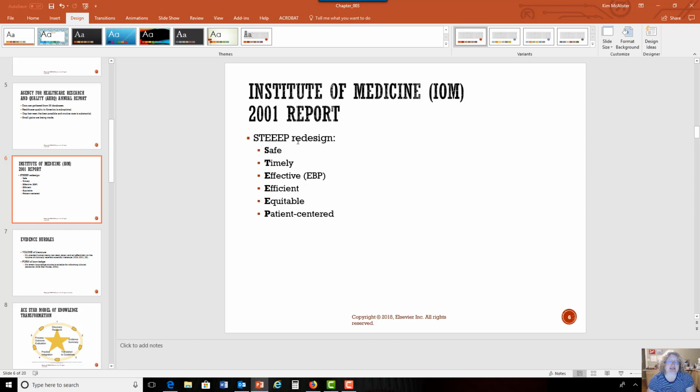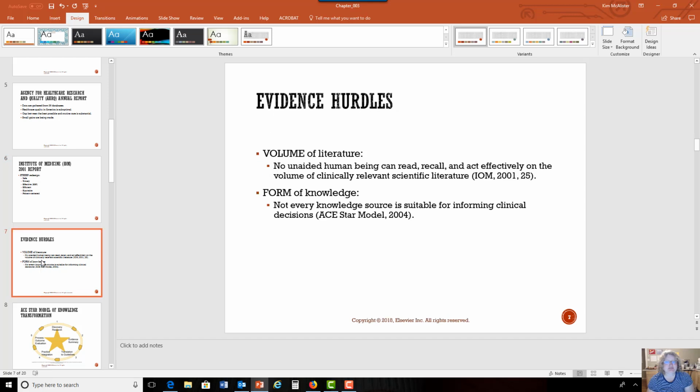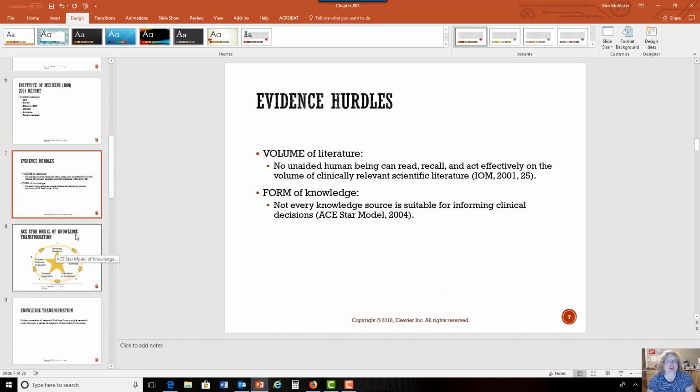So they've talked about the STEEP redesign, having safe, timely, effective, efficient, equitable, and patient-centered care. There are hurdles to all of this evidence that we're sifting through now, evidence that we're creating. We're doing research. You're probably aware that there are a lot of research grants available, like Johnson & Johnson, HRSA, and others that will help you fund care if you're interested in a particular area of research that are covered by these grants.